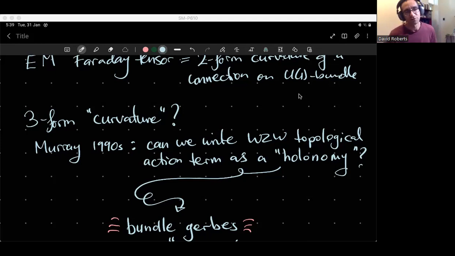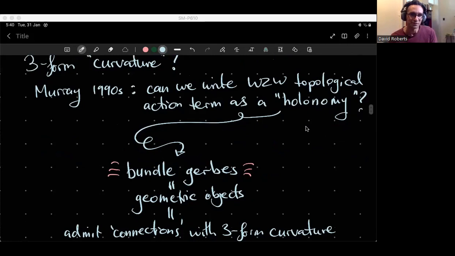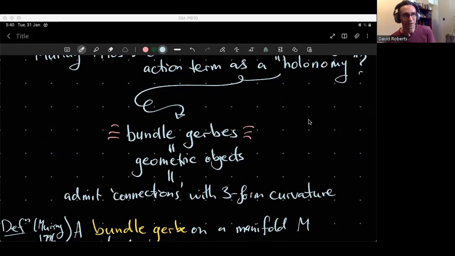A question Michael Murray asked in the early 90s, thinking about gauge theories, was: can you write the Wess-Zumino-Witten term, a topological term in the action, as a holonomy of something? You can write the topological terms in other gauge theories, like the Chern number or the instanton number, as coming from the curvature of a connection. But this term came from seemingly geometric data that wasn't the geometric data of anything. This led him to invent bundle gerbes, the geometric objects which carry connections whose curvatures are three-forms instead of two-forms.